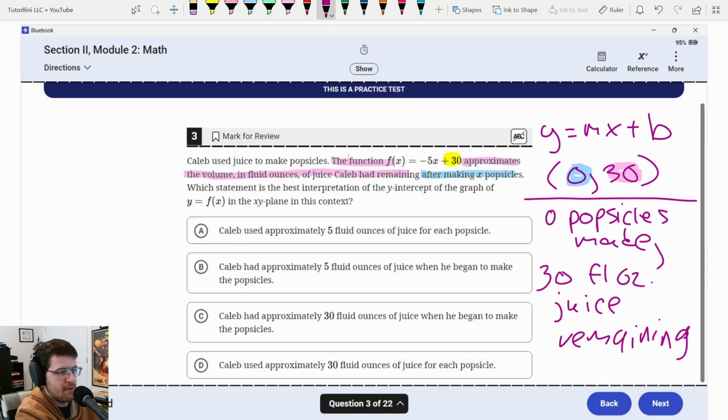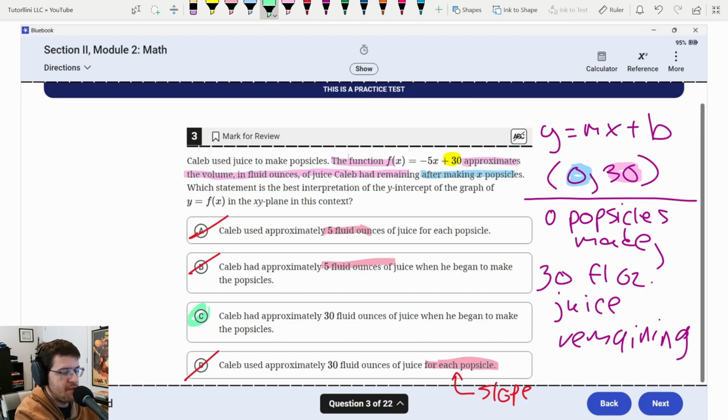Okay, 2 of them don't even mention the number 30. So I mean, that's got to be wrong. So A and B are out. So now I just got to read carefully and tell between C and D. So this says 30 fluid ounces of juice for each popsicle. That would maybe be the slope. I'm not sure, but I'm pretty sure that would be the slope. Like we had 5 fluid ounces of juice for each popsicle because the slope is -5. So this is wrong. It's not talking about the y-intercept. And we didn't write anything down about for each popsicle.